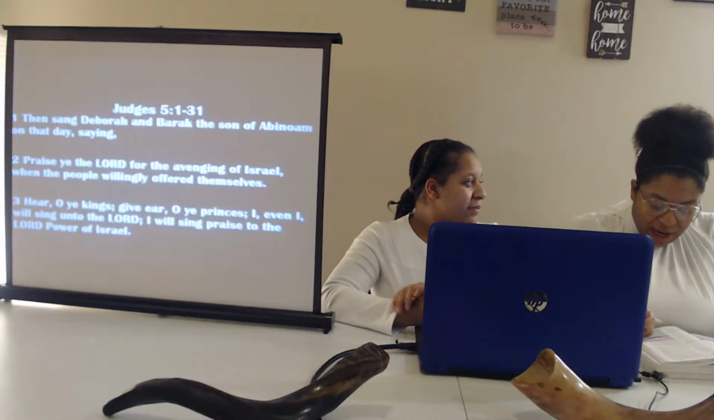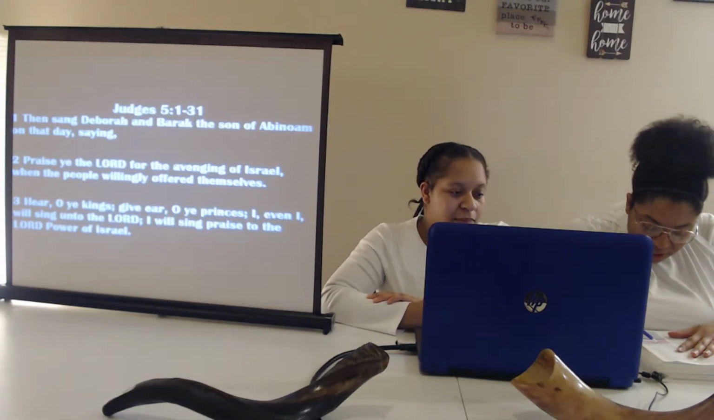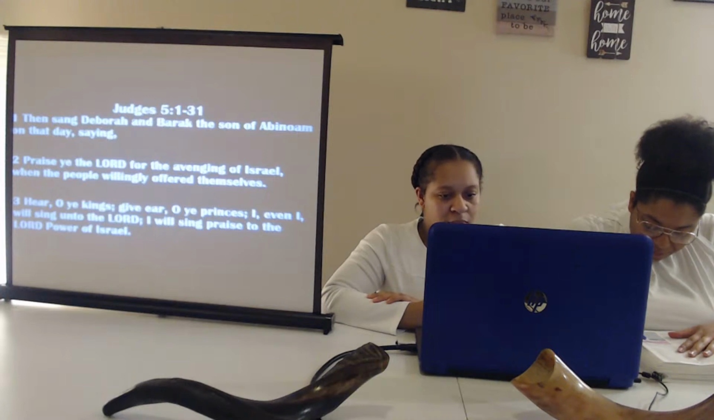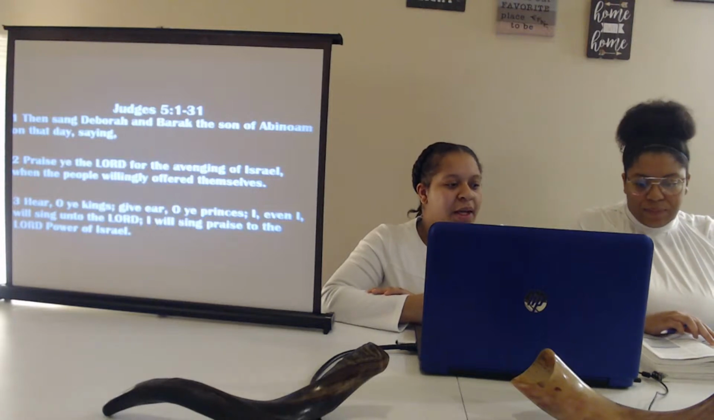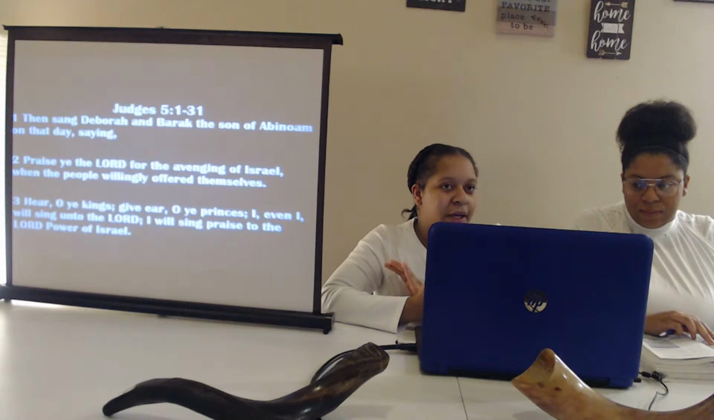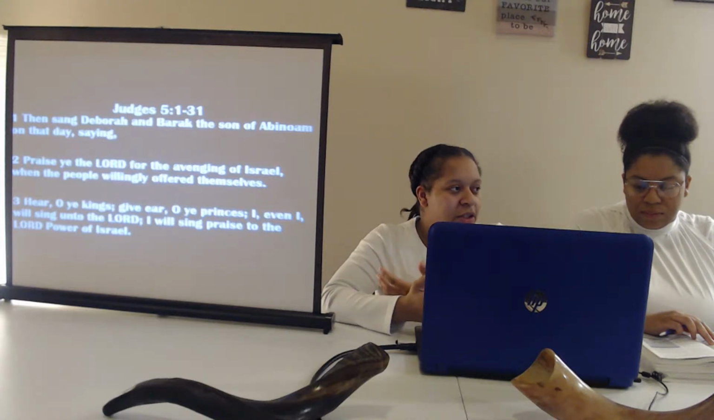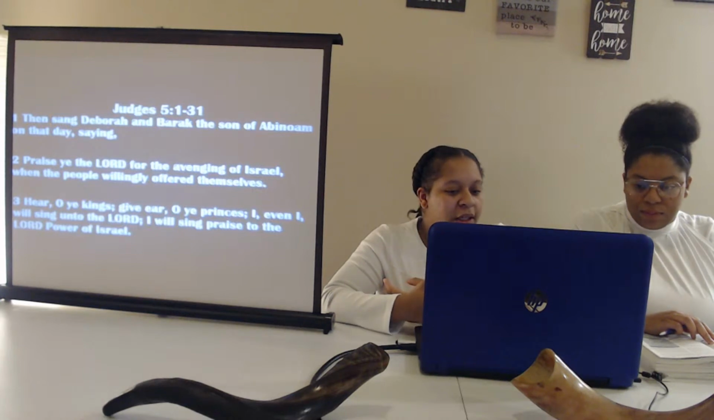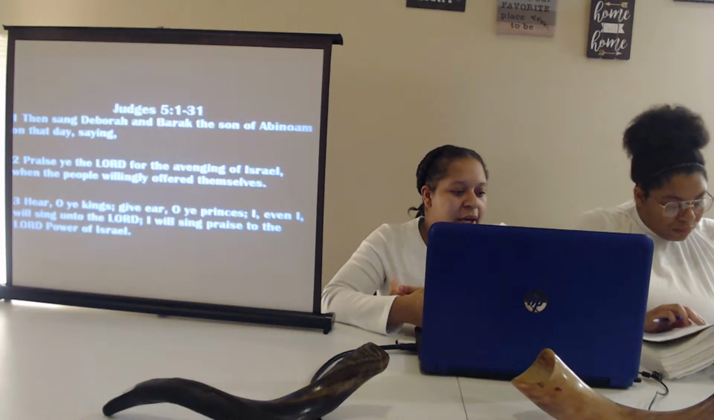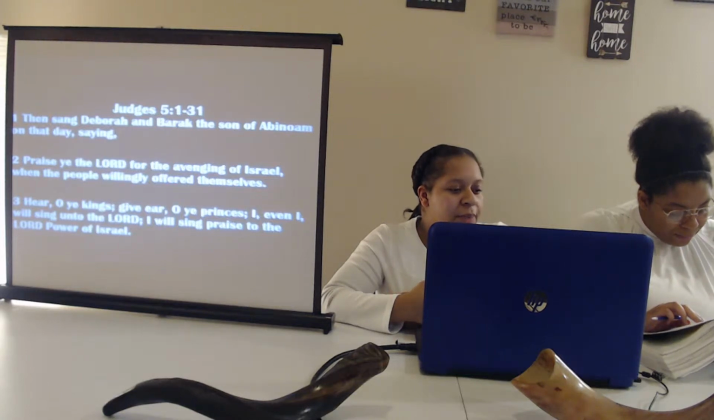Judges chapter 5, verse 1. Then sang Deborah and Barak, the son of Abinoam, on that day, saying, Praise ye the Lord for the avenging of Israel, when the people willingly offered themselves. Okay. So here, we can kind of start off seeing that there's sort of a theme going with this song that she's singing. It speaks of joy and blessing and the willingness of being a vessel for the Most High. As verse 2 says, people willingly offered themselves.